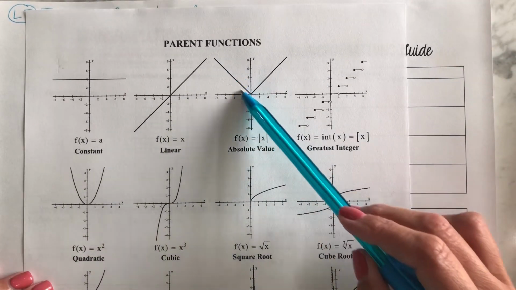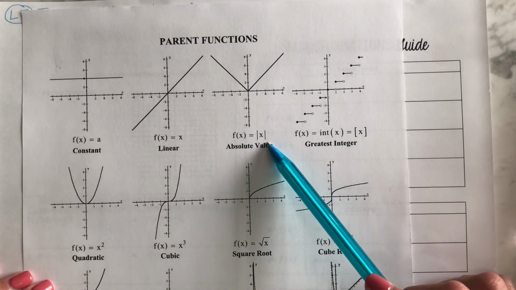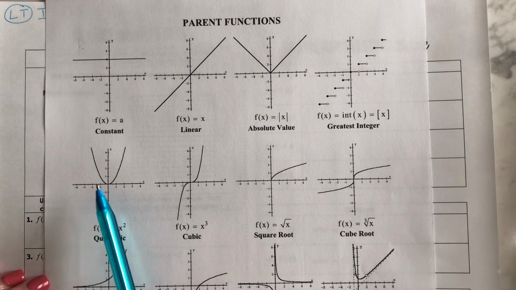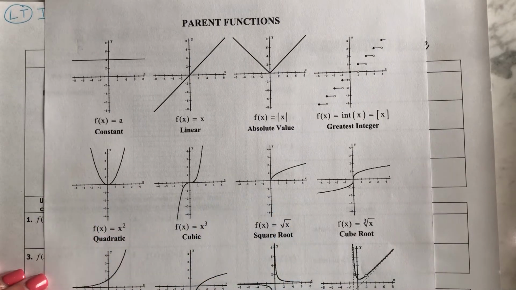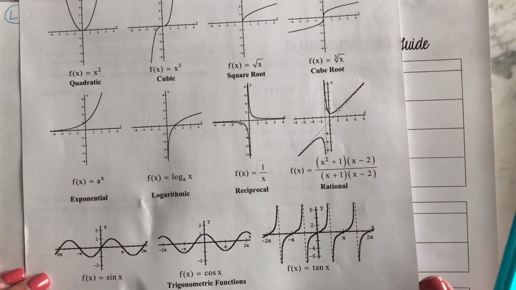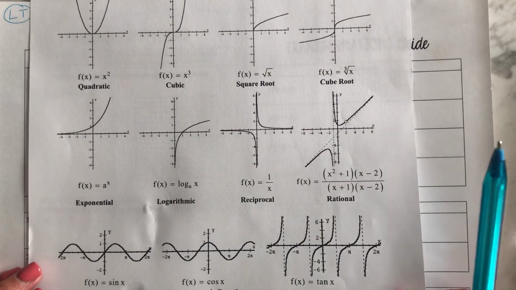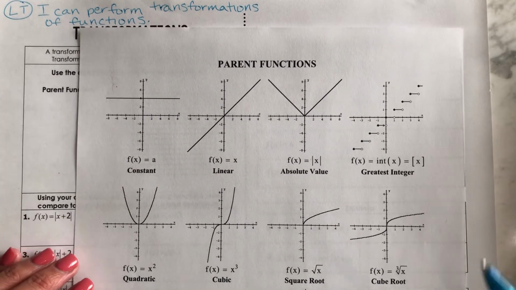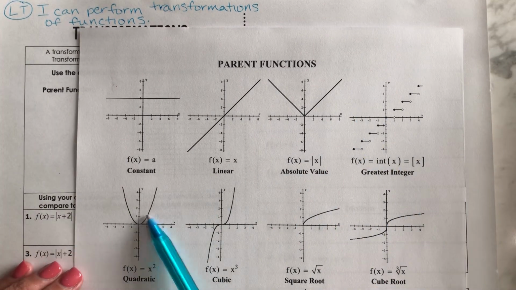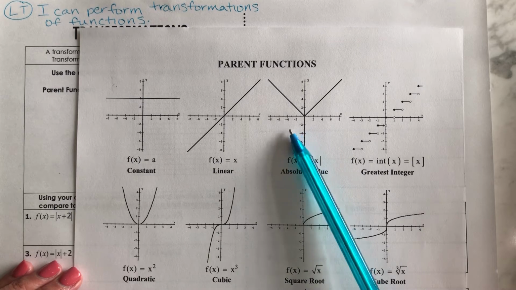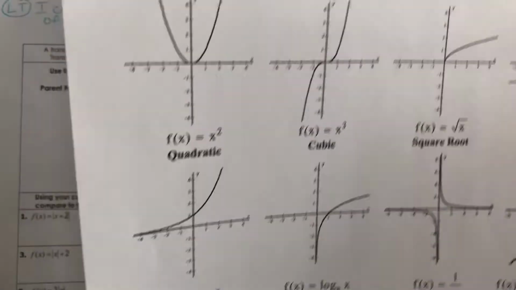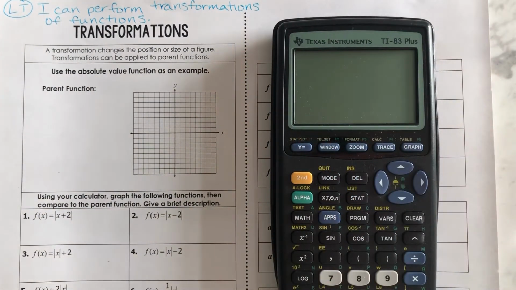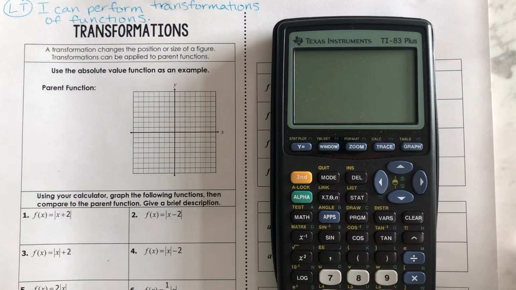Absolute value makes the V shape, and that's the equation there. Greatest integer, quadratic, cubic, square root, and so on. You can look at the sheet on your own. In Algebra 2, for transformations, we'll be using quadratic and absolute value quite a bit, so be familiar with those. Keep that sheet handy so you can refer to it.